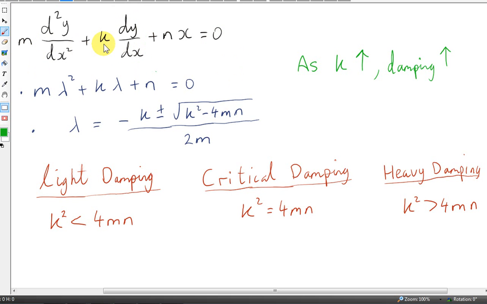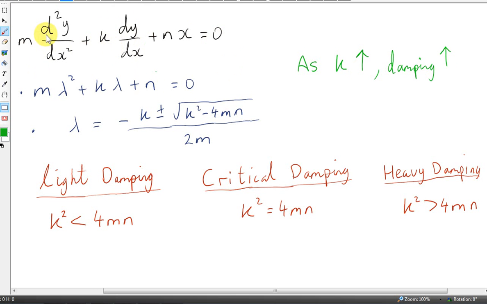The magnitude of the damping force depends on k. If we double k, we double the damping force. So as k goes up, the damping force goes up. So the larger k is, the more quickly the mass will die down to its equilibrium position.